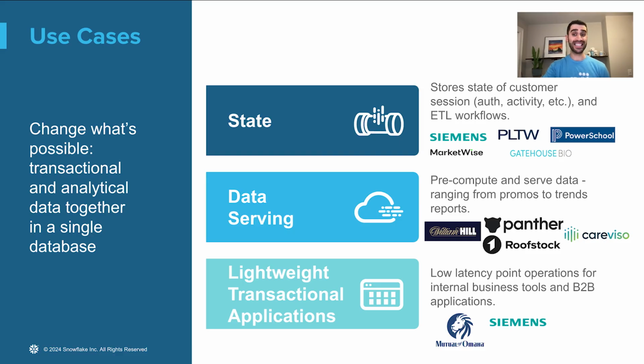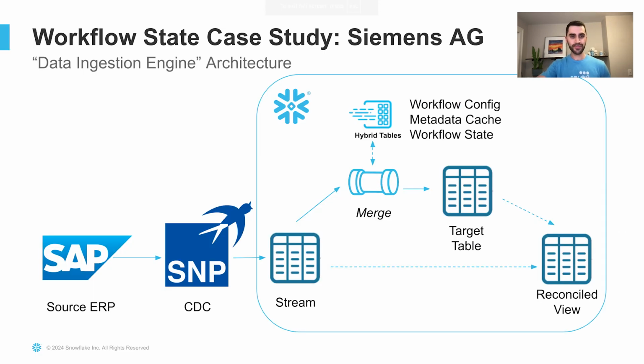We're going to quickly look at an example for each one of these use case categories to hopefully bring it to life a bit more and make it a bit more relatable. First, Siemens uses hybrid tables as the metadata store for state as part of their data ingestion engine architecture.